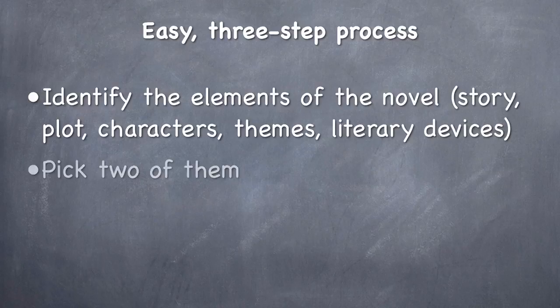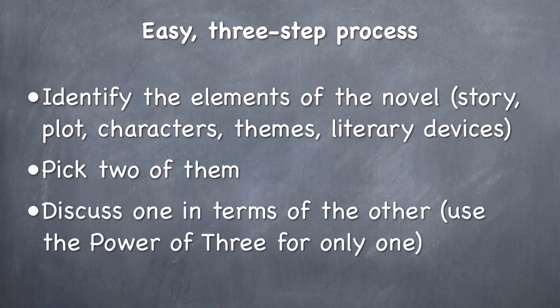Now, next, just pick two of them. Pick two of them that you would really like to discuss. Any two that you are the most familiar with, that would be easiest for you to discuss. And next, finally, just simply discuss one of them in terms of the other. And use the power of 3 for only one, just like we did before. Talk about patricide, 3 brothers, or 1 brother and then 3 themes: patricide, romantic interest, and religion.